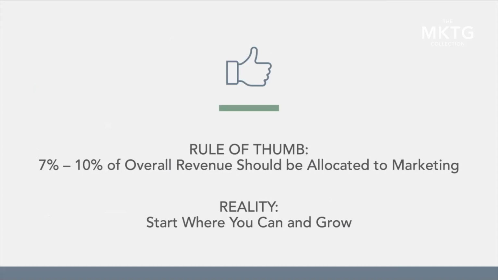So once we get a good foundation with these three questions, I wanted to share that the industry rule of thumb, or the best practice, is that 7 to 10% of your overall revenue should be allocated to marketing. This is great in theory, but doesn't always happen in practice, and so I tell myself and I tell my clients to start where you can and grow as your engagement grows and as your marketing grows and your business grows. So you can always start small.